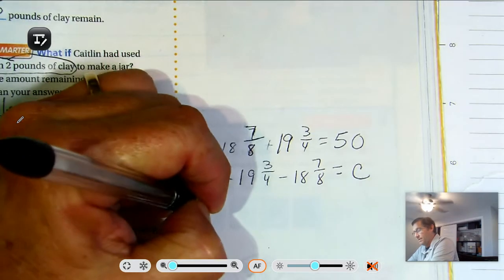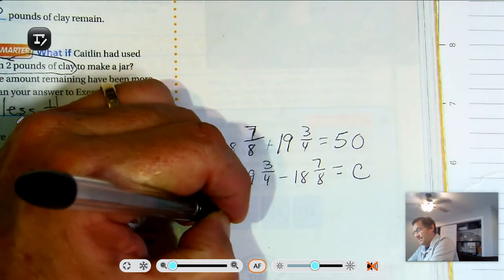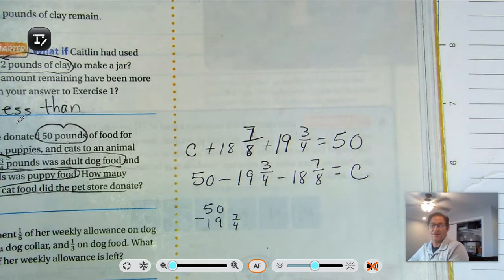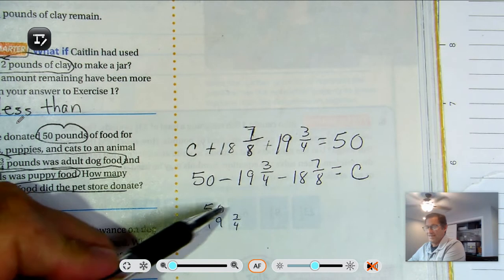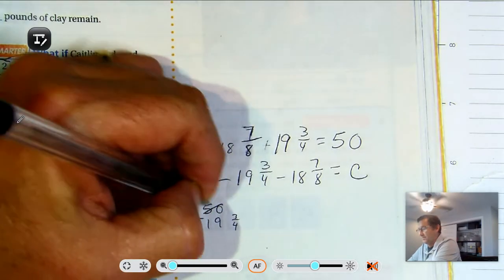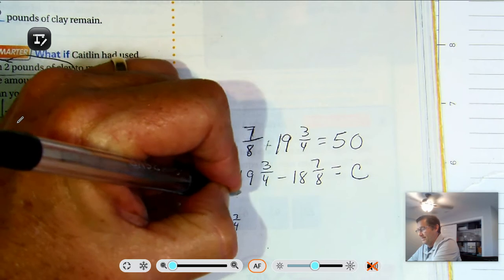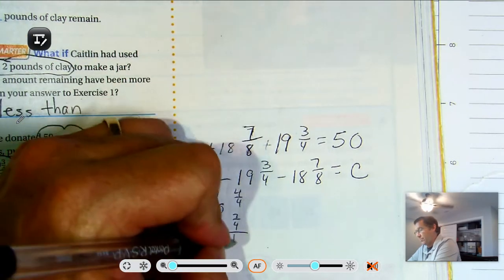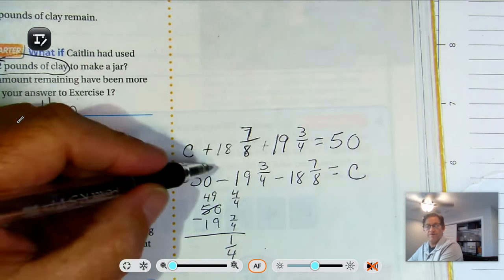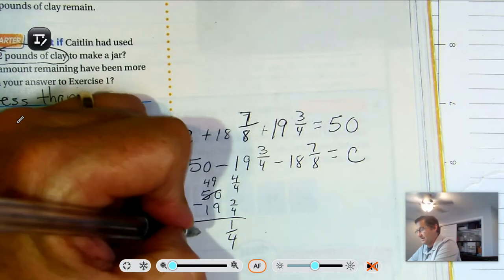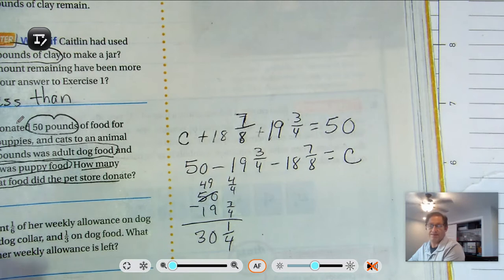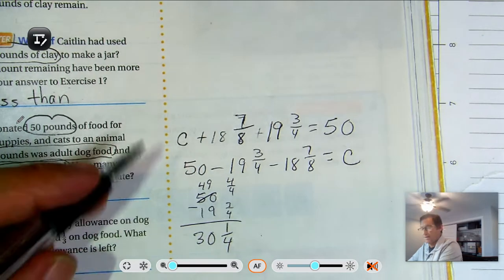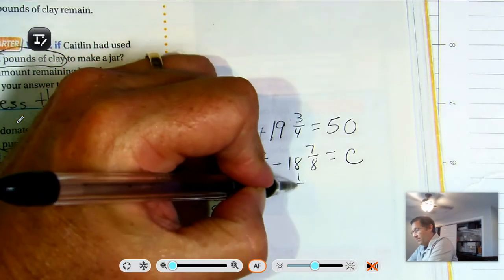Okay, well, 50 minus 19 3/4. Well, right now, 50 is 50 0/4. So I'm going to rename that as 49 4/4. 4/4 take away 3/4 is 1/4. 49 take away 19, that's going to be 30. 9 take away 9 is 0. 4 take away 1 is 3. So now we have 30 1/4.